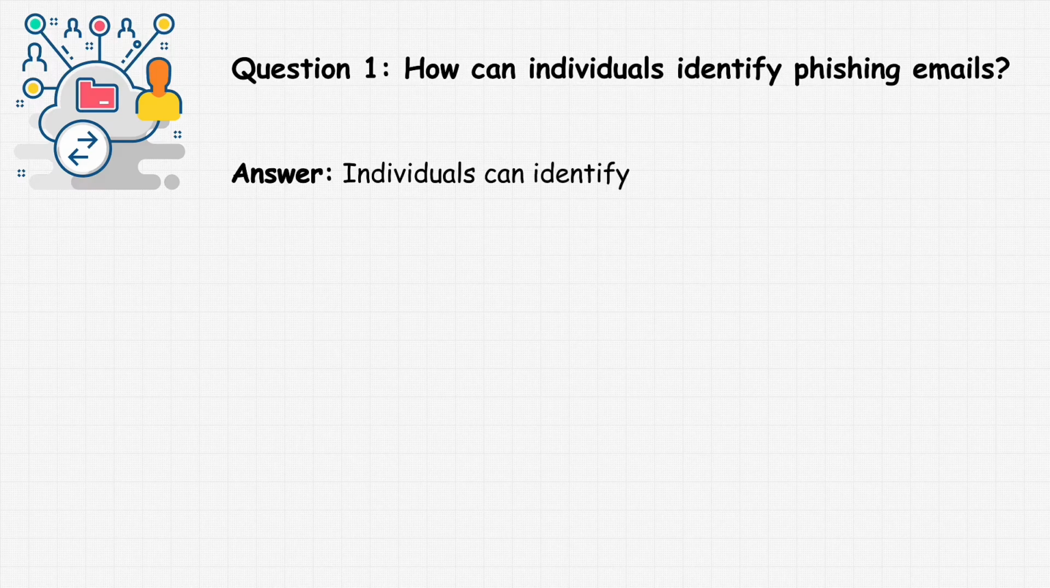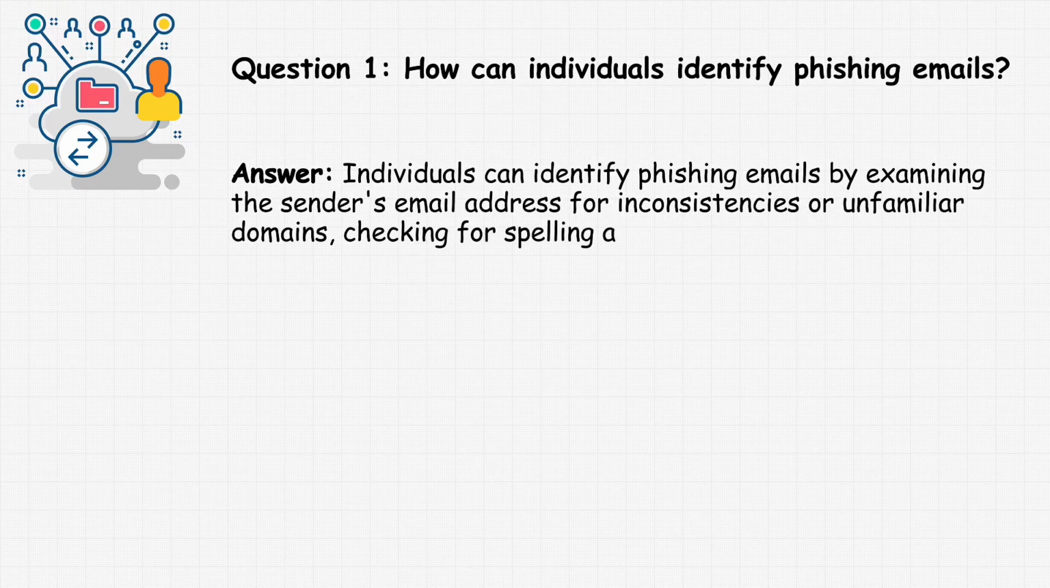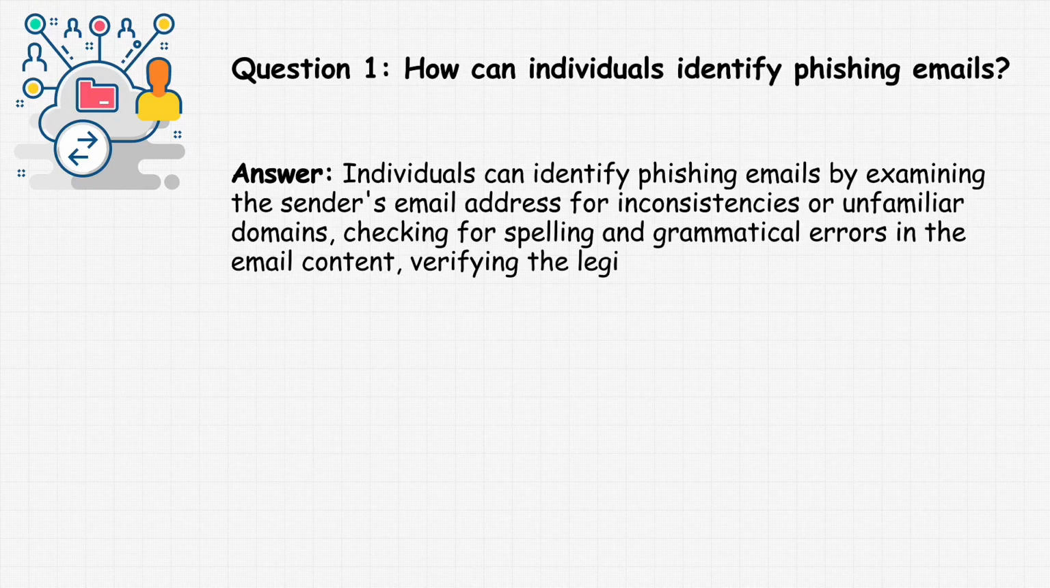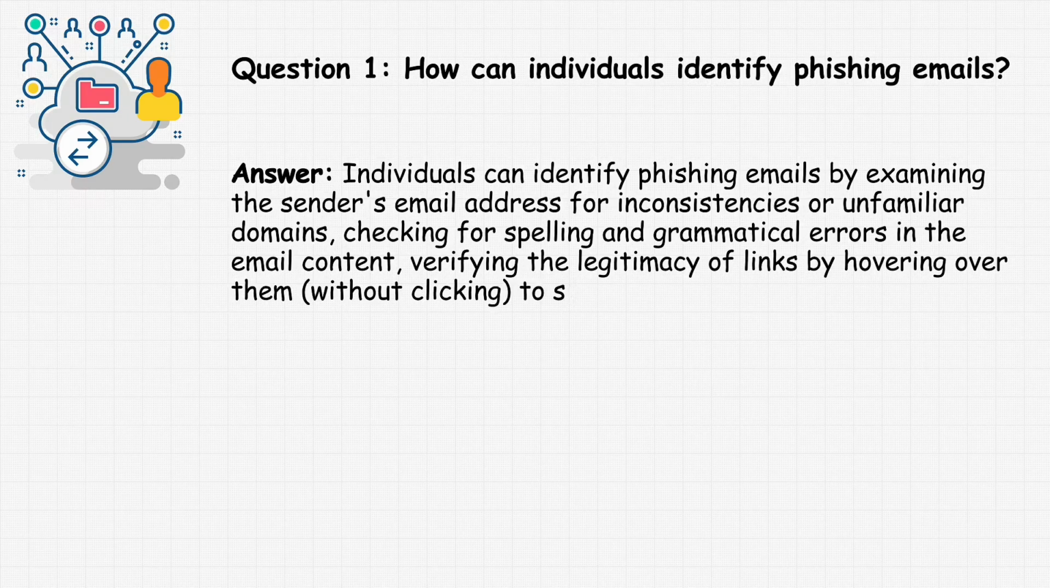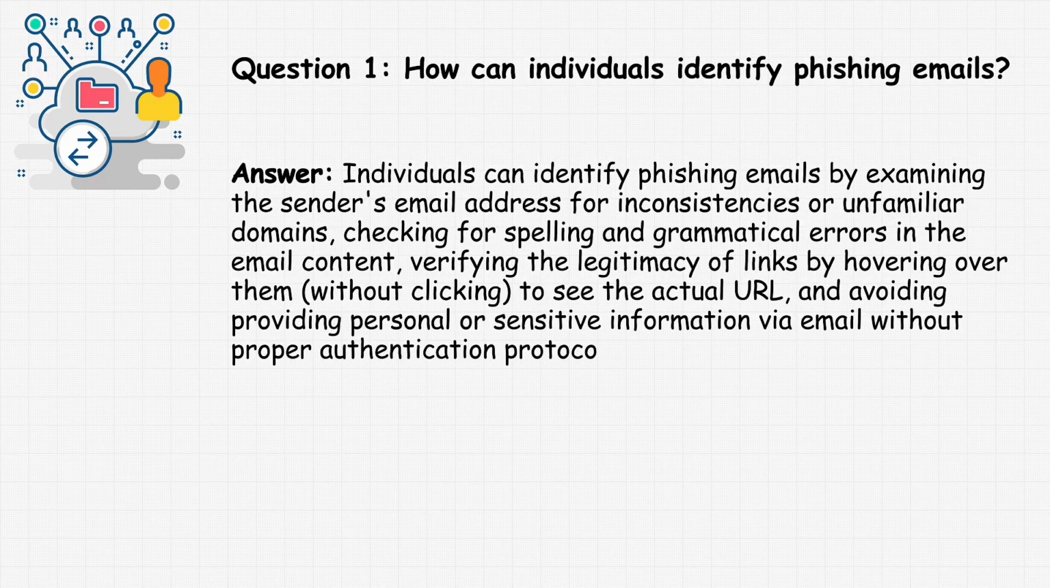Individuals can identify phishing emails by examining the sender's email address for inconsistencies or unfamiliar domains, checking for spelling and grammatical errors in the email content, verifying the legitimacy of links by hovering over them, and remember, you do not need to click on the link to be able to see the actual URL, you just need to hover over the link, and also avoiding providing personal or sensitive information via email without proper authentication protocols. Alright, so these would be some of the methods that we can use to identify a phishing email.